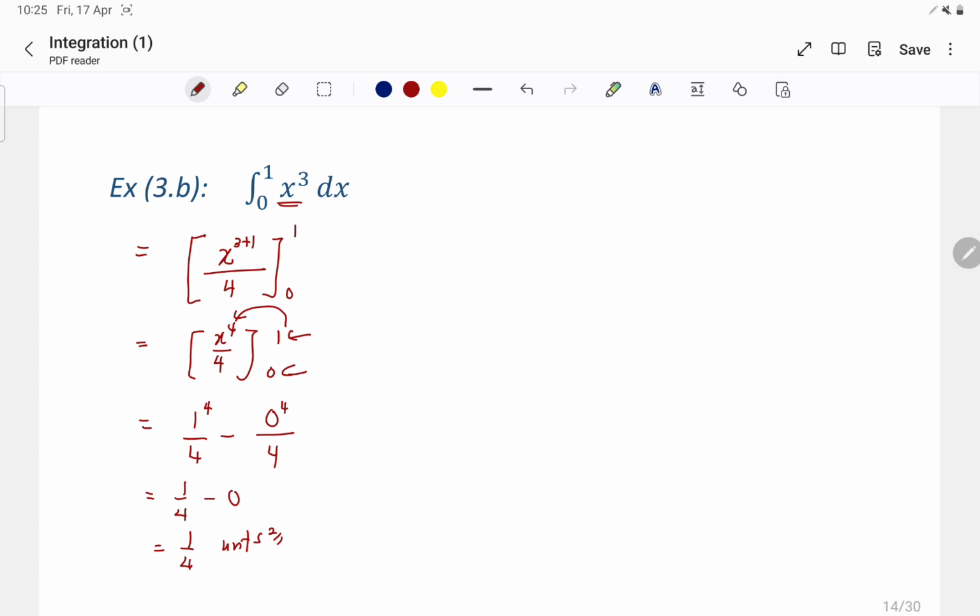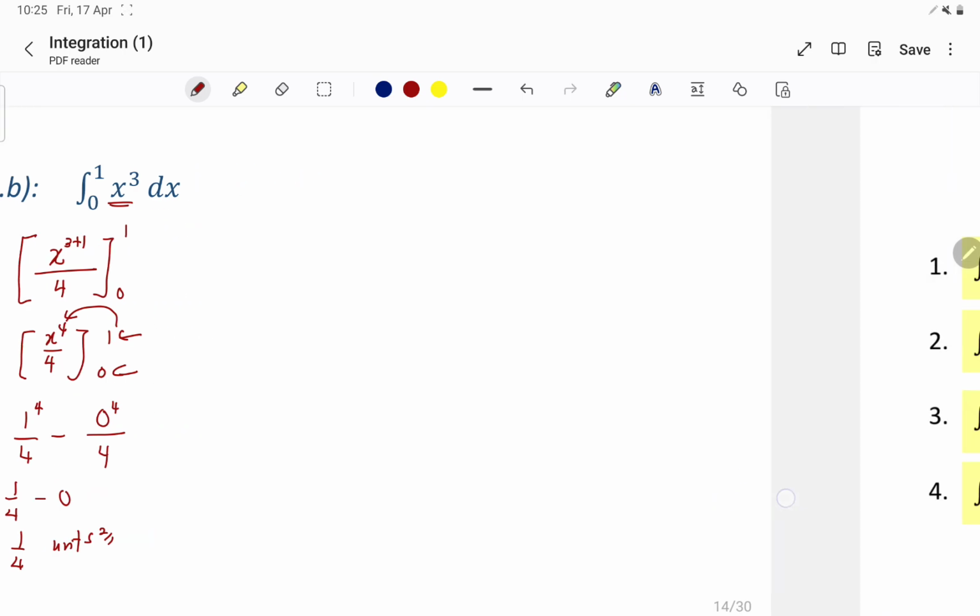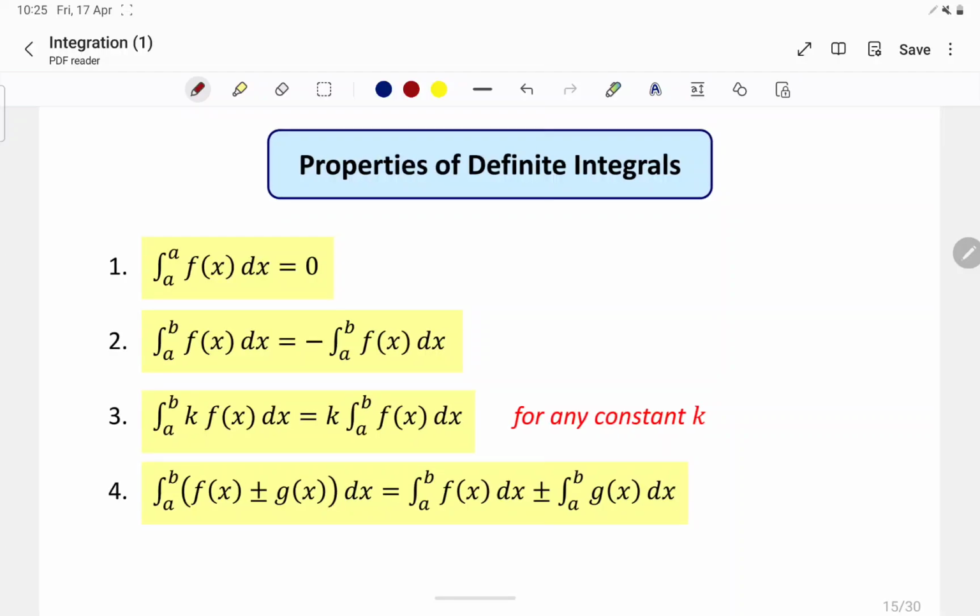Okay, now we will go through the properties of definite integral. When you integrate any function, if the upper and lower limits are the same, then you are going to get 0. So let's say they ask you to integrate x square from 1 to 1. The answer is 0. And here there is a typo; if they ask you to integrate a to b, actually you can change this to a to b.